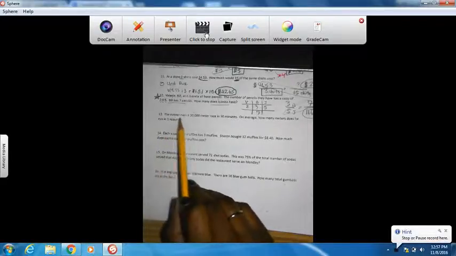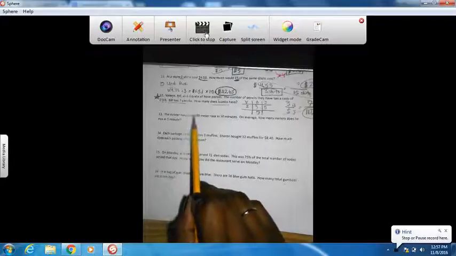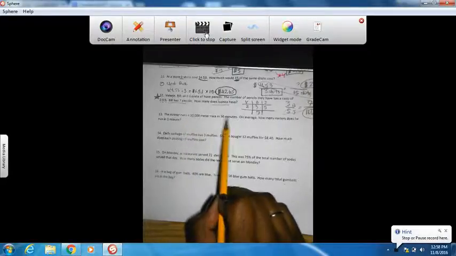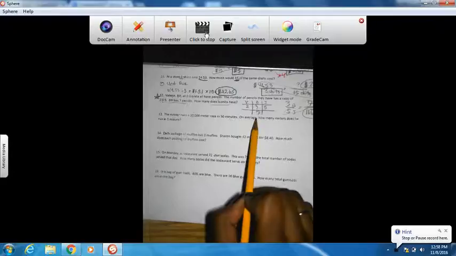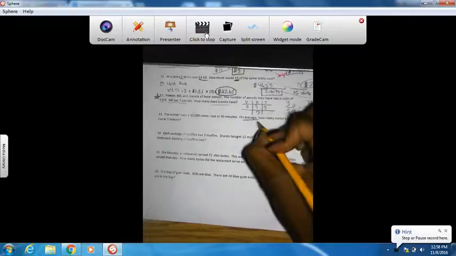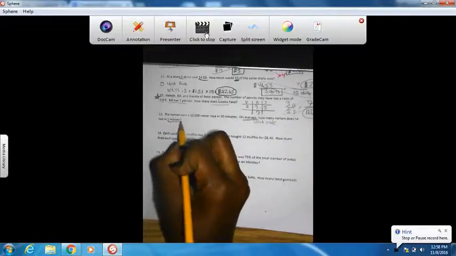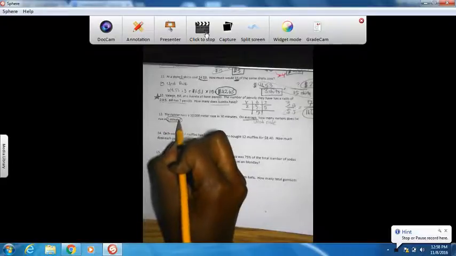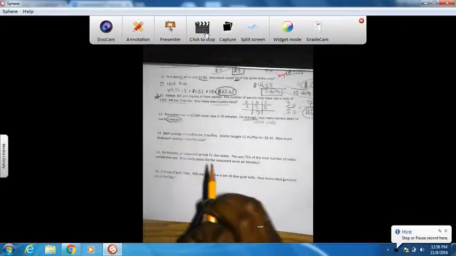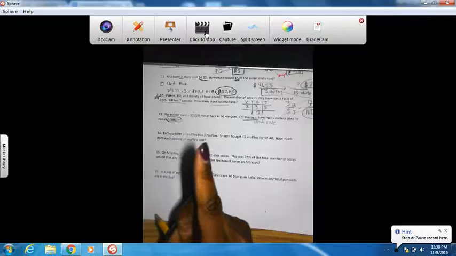All right, let's take a look at number 13. The runner runs a 30,000 meter race in 50 minutes. On average, how many meters does he run in 1 minute? When you see this word average, that is your clue to begin a unit rate. And in this case, it gave us another hint because it says 1 minute. And unit rate is a ratio with a denominator of 1.